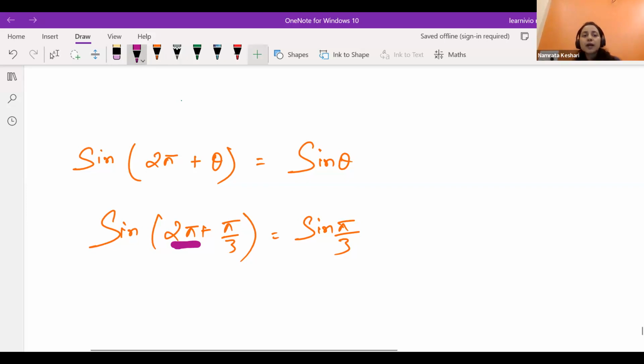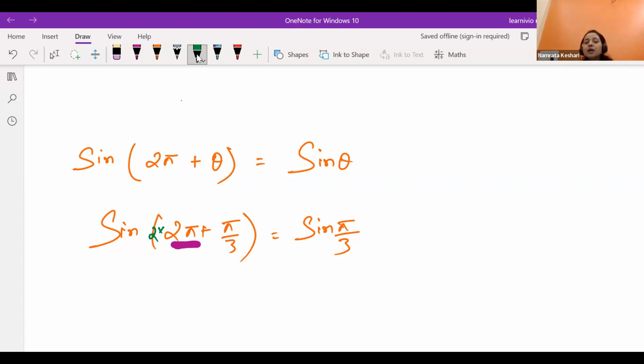And instead of 2 pi, even if you have 2 times 2 pi, it means complete revolutions. You can also take this 2 pi as 360 degree. 360 degree plus pi by 3 means just sine pi by 3. 2 times 360 degree plus pi by 3 is also just sine pi by 3. If we are taking the angle in radian, then everything we must talk about in radian. So that's why 2 pi and pi by 3.